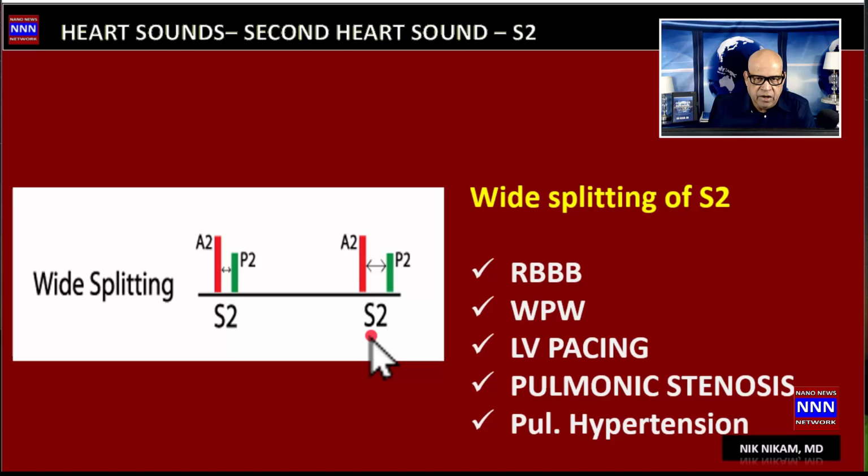It could be like lub dup, lub dup, lub dup. One important thing is the pulmonic second sound is best heard in the second left intercostal space. So if you really want to appreciate the splitting of the second heart sound, you need to put the stethoscope on the second left intercostal space.